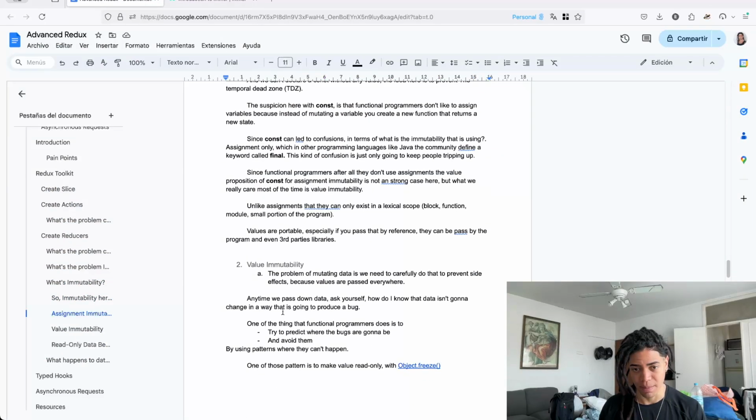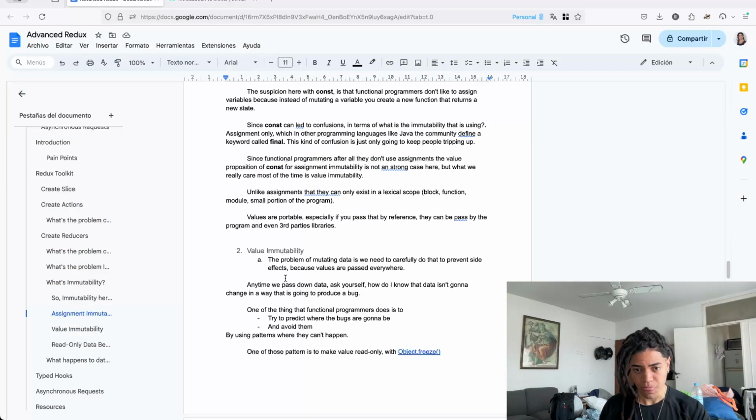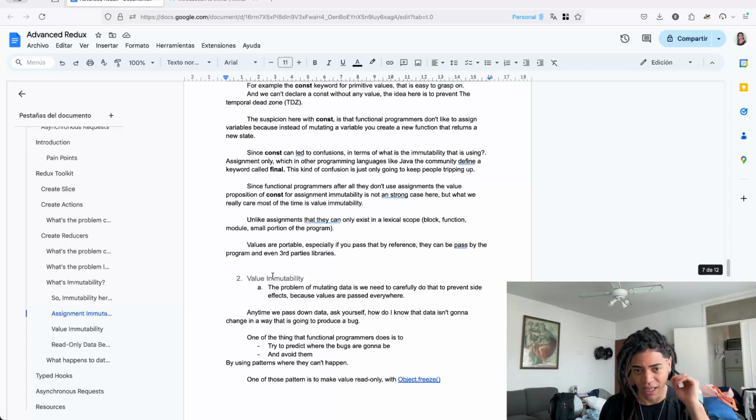Something that they mention here, and actually I took note of that, is that one of the things functional programmers do is try to predict where a bug is going to be, and avoid it by applying some patterns, where they can happen. That's the thing here.